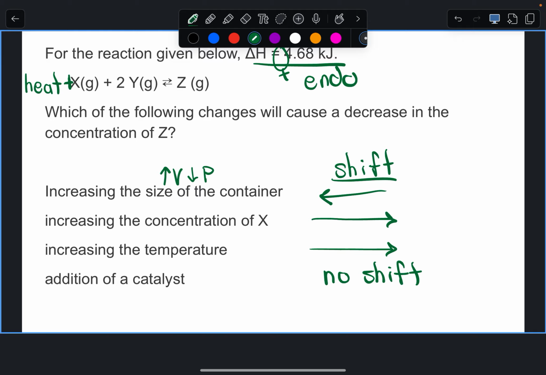So which of these actually causes a decrease in Z? The first one's the only one that would cause a decrease in Z because it's shifting to the reactants. It's going to use up some of Z in the process.